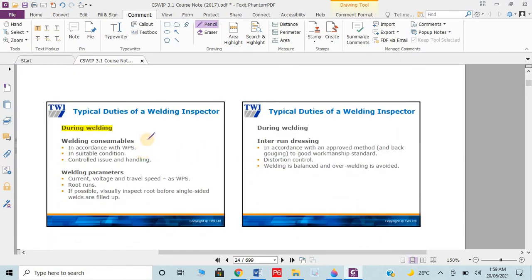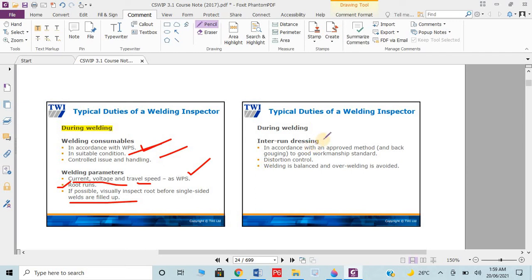Next are welding consumables. Which consumables are being used, including any gas. How much gas quantity, how much electrode, which electrode is being used according to WPS and material. All these things, issuance, handling, etc., he has to maintain. Welding parameters: current, voltage, travel speed, because all these things depend on the welding quality. So the welding inspector should check this, his basic job responsibility. Root runs, if possible visually inspect the single side welding after fill. It means if the first run is completed, then the welder should check the run pass as well.